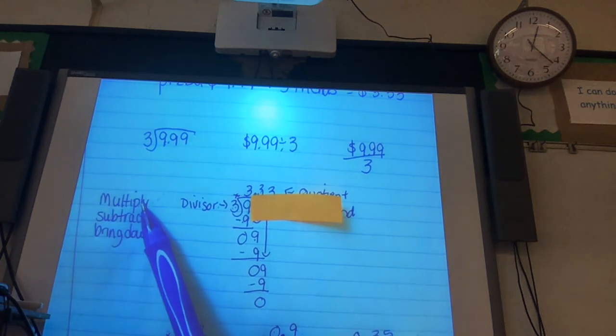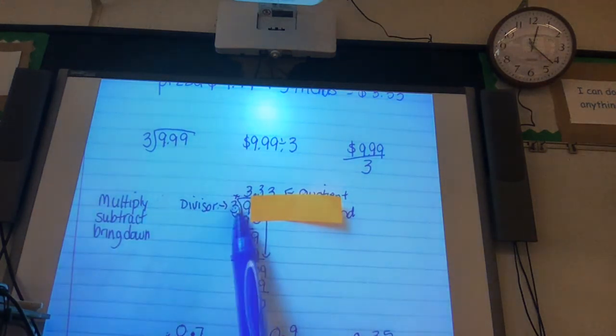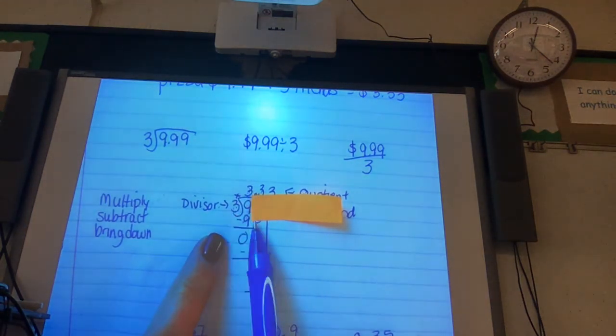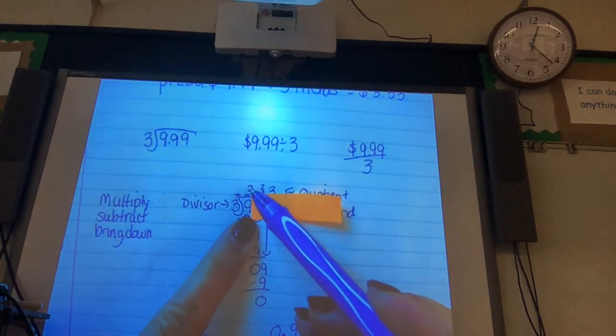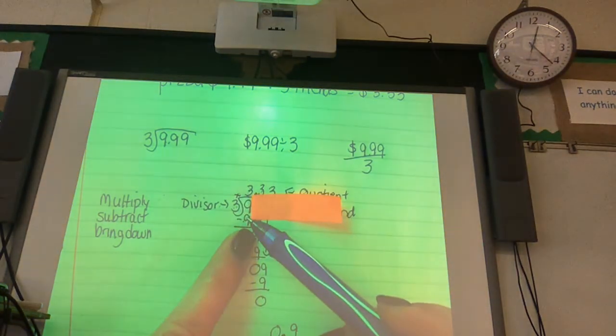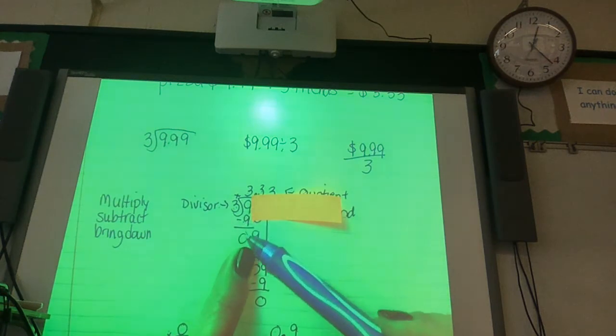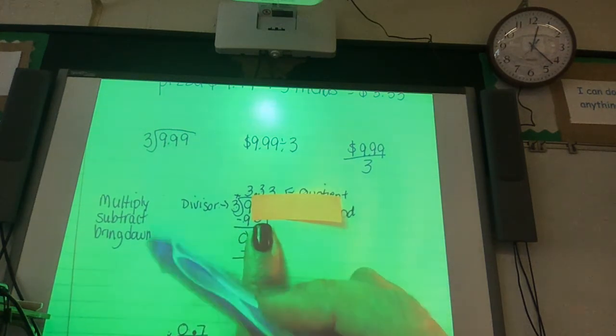And I ask myself, what number times 3 would get me to 9? And that would be 3. 3 times 3 is 9. And then I subtract and get a 0. And then I'm going to bring down.